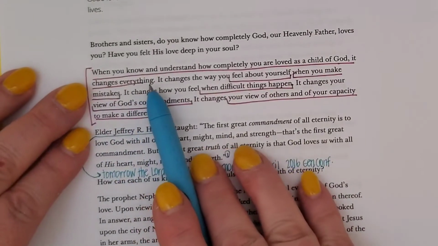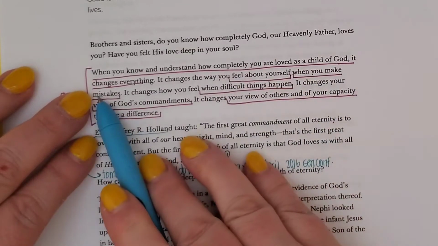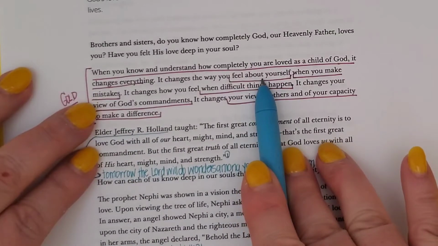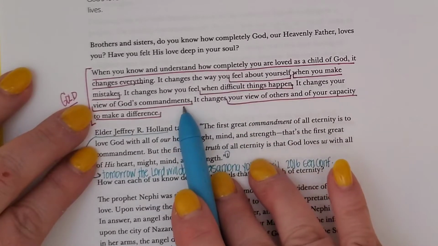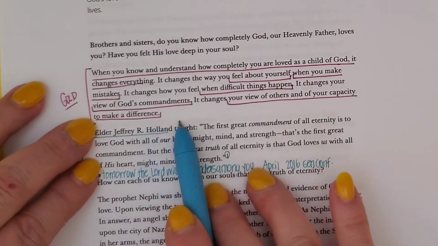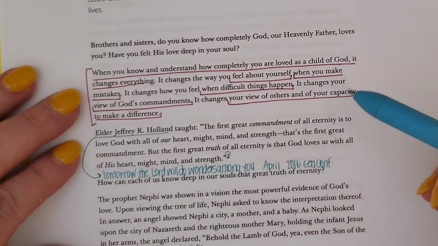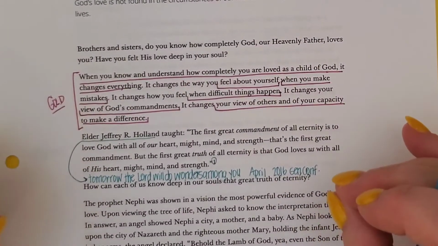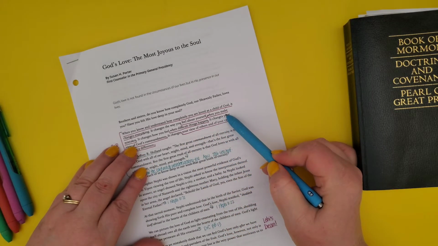It says, when you know and understand how completely you are loved as a child of God, it changes everything. Changes how you feel about yourself when you make mistakes, how you feel when difficult things happen, how you view God's commandments, how you view others, and how you view your capacity to make a difference. That comes from knowing and understanding that I am a child of God. That is what I'm searching for today. That is what I need to hear. I want to not beat myself up when I make mistakes.